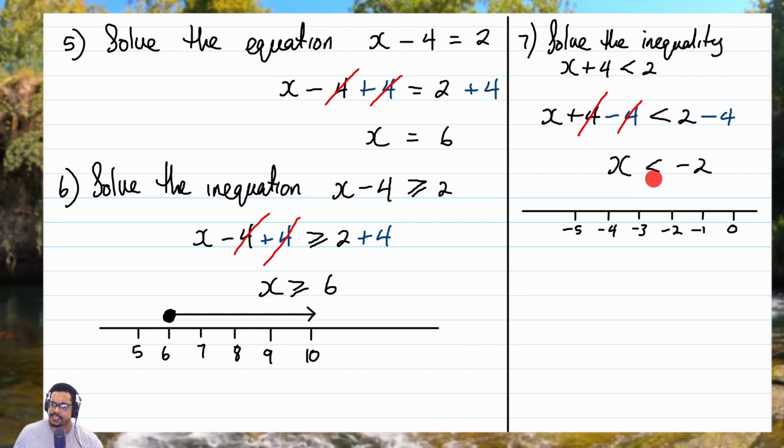So since we have x is less than negative 2, we'll draw a circle above negative 2, and we'll leave the circle unshaded because it's just less than negative 2. If it was less than or equal to negative 2, we'd have shaded the circle. Now less than means going to the left, so our arrow will be going towards the left.